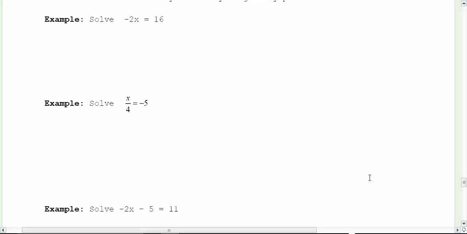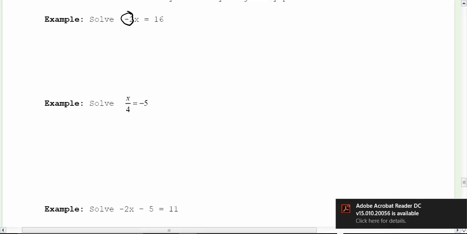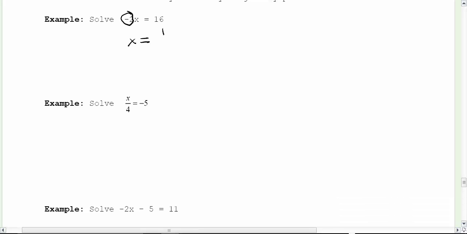Alright, solve minus 2x is equal to 16. I don't have any parentheses. The second step is I need x terms on the left, non-x terms on the right. That's taken care of. I'm actually on the final step, and that is where I'm going to take the coefficient in front of the x, and since I am multiplying, I am going to move it to the other side by dividing, and I'm bringing the sign with me. And so therefore, x is equal to minus 8.